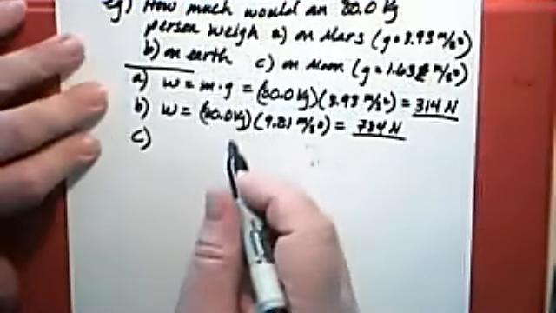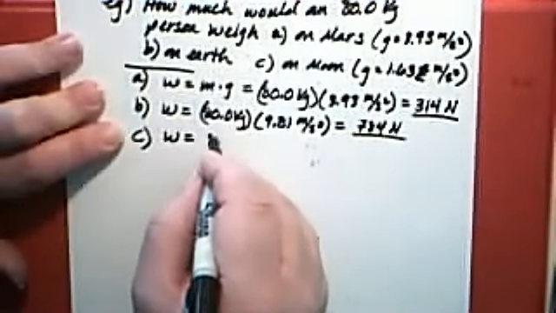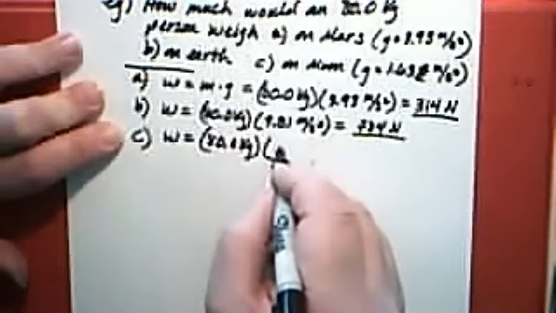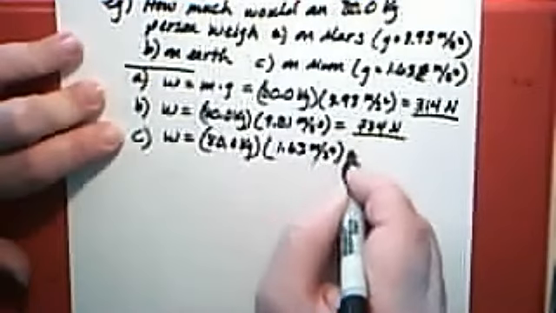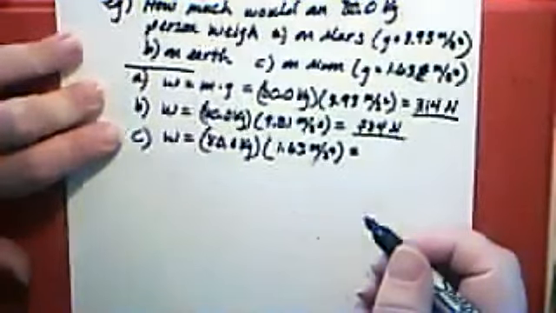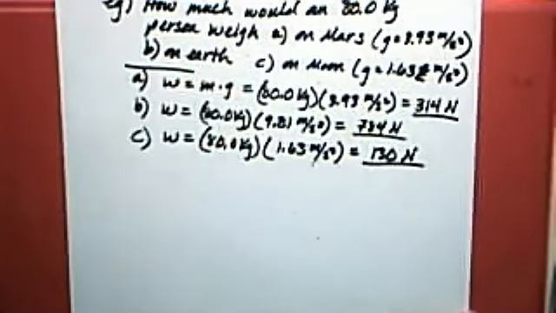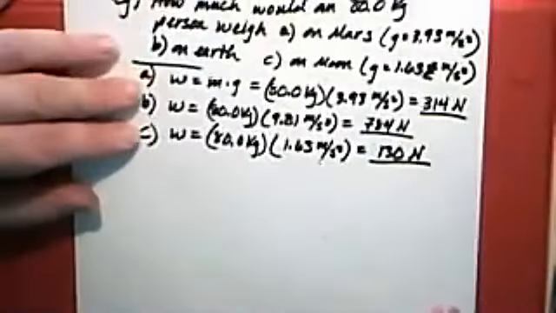C would be on Earth's moon. Weight is, again, mass, 80 kilograms, times 1.63 meters per second squared. And that would land us with 130 newtons. Okay, so 130 newtons would be the weight on the moon.